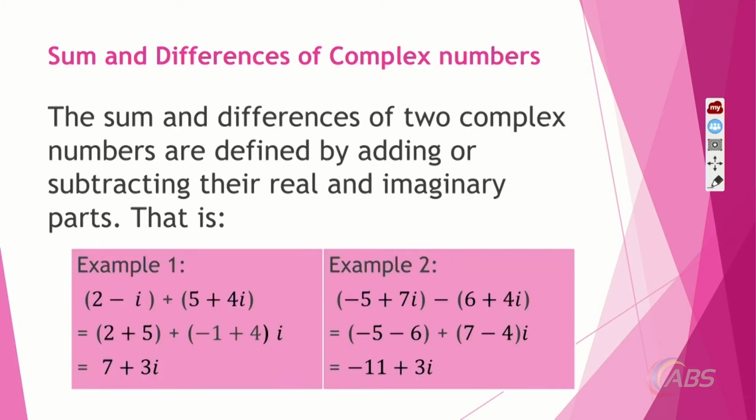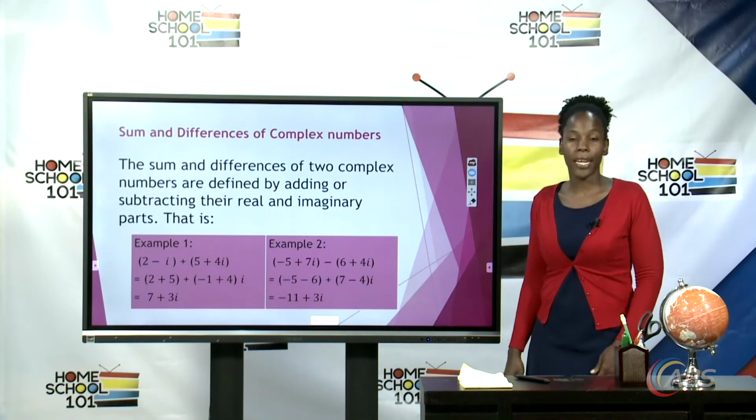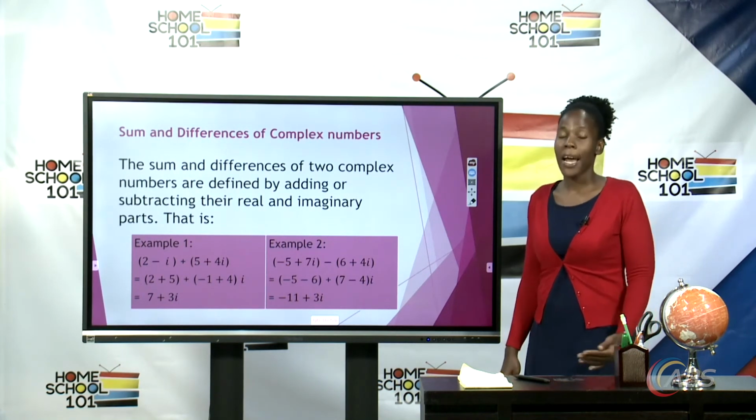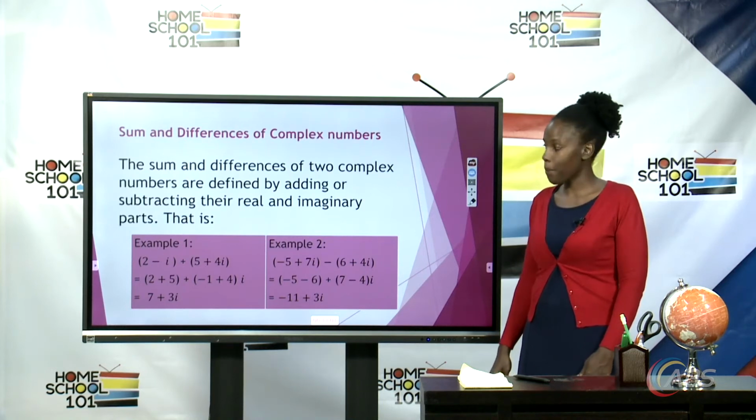We will then proceed to sums and differences of complex numbers. When we think about taking the sums and differences of complex numbers, what we need to do is take the sum of their real parts and the sum of their imaginary parts. In the case where we're looking at the difference, we also take the difference of their real parts and the difference of their imaginary parts.